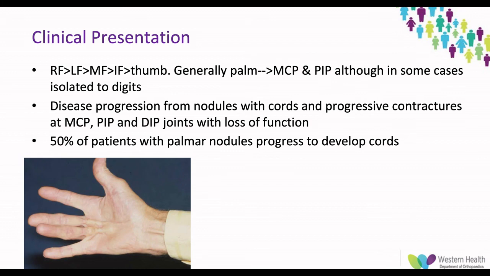The ring finger is most commonly affected, followed by the little finger, the middle finger, the index finger, and the thumb. Generally, it progresses from the palm towards the metacarpophalangeal and proximal interphalangeal joints, although in some cases it may be isolated to the digits. Disease progression from nodules with cords and progressive contractures at the MCP, PIP, and DIP joints is seen, with loss of function. 50% of patients with palmar nodules progress to develop cords.